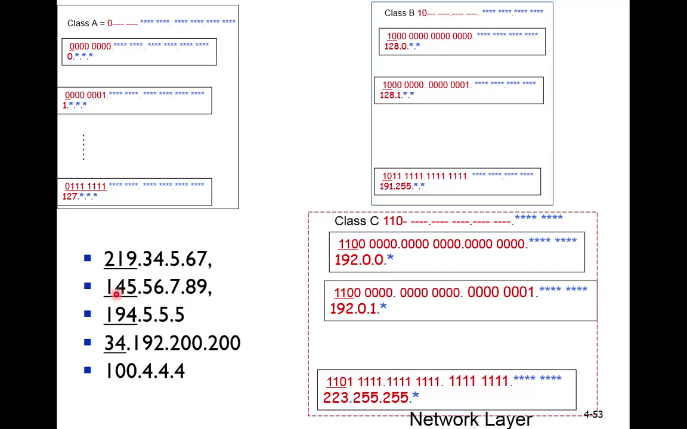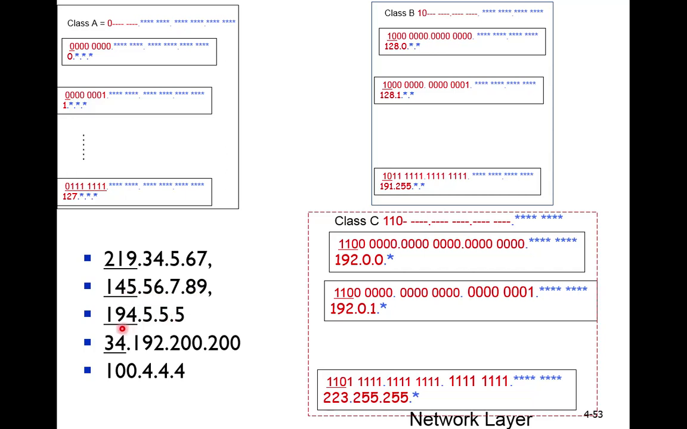Similarly, this is the IP address 145.56.7.89. By using the decimal representation of the first byte, we would like to identify whether it is a class A address, class B address, or class C address. You can see that 145 doesn't fall in this range, 145 falls in this range, so it is a class B address. In a class B address, there are two bytes in common, two bytes of network part. So 145 and 56 are the network part. These first two bytes are the network part, and the remaining is the host part.